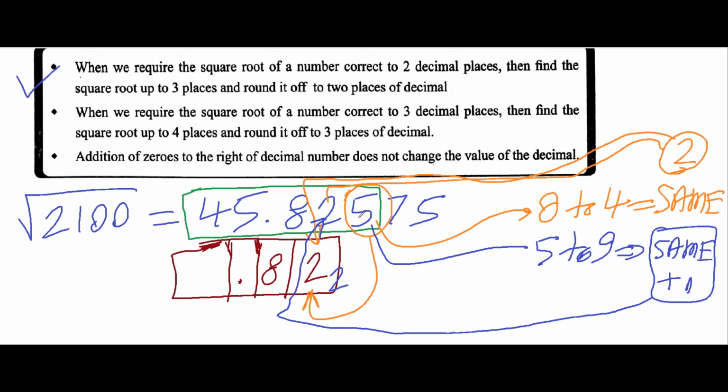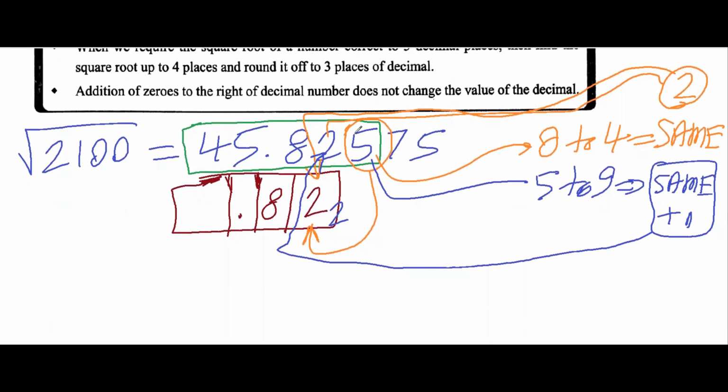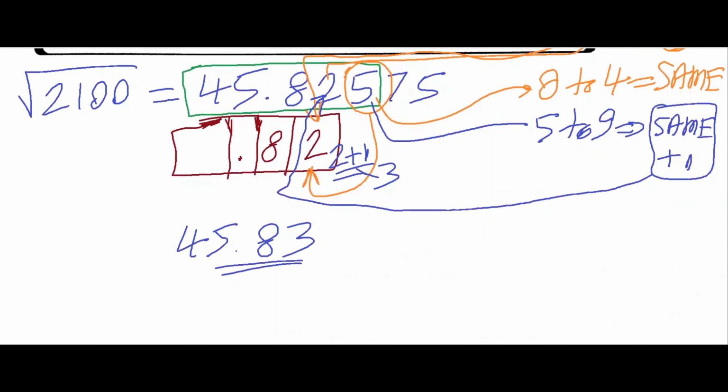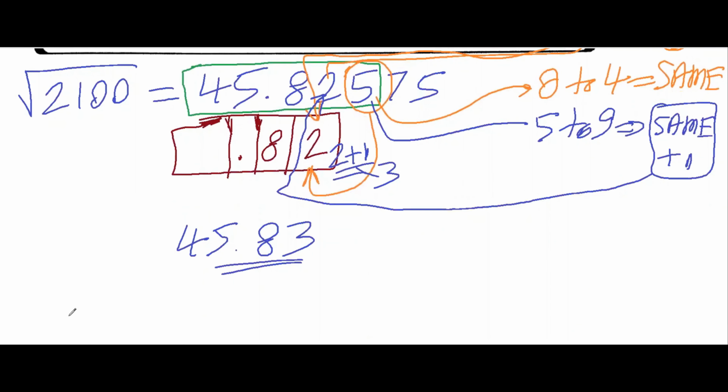Here the third decimal digit is 5. So if it is between 5 to 9, I am going to take the same number plus 1. Here it was 2, so 2 plus 1 will be 3. So what will be my answer? My answer will be 45.83. It will not be 82. Understood?